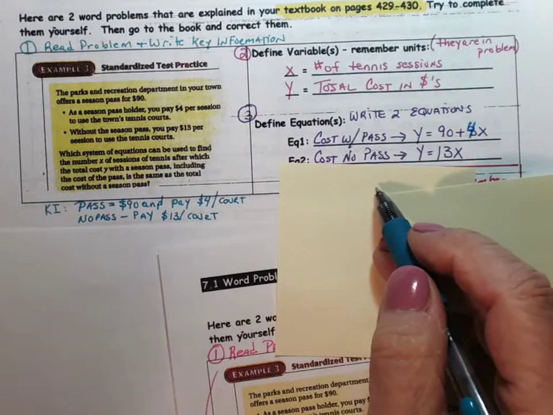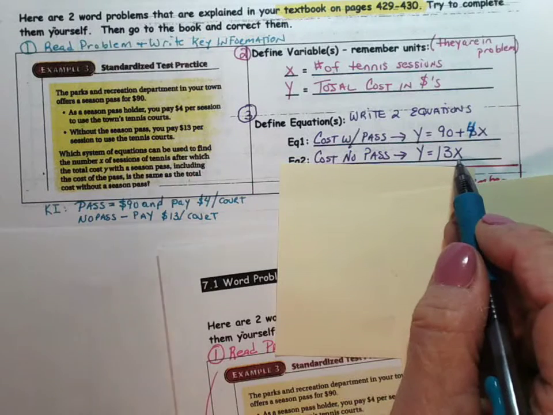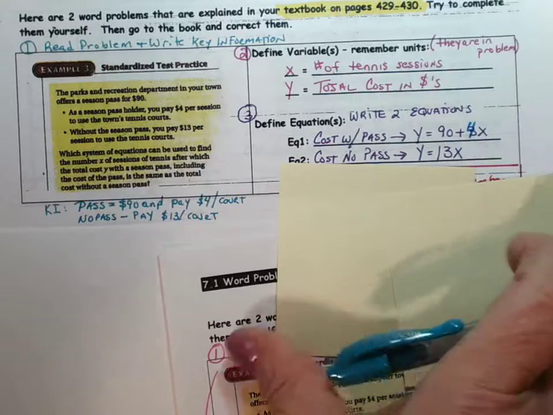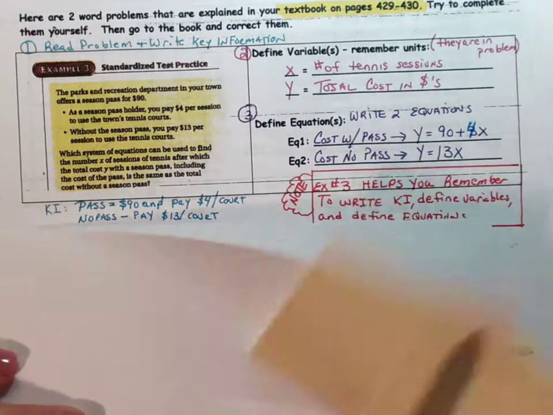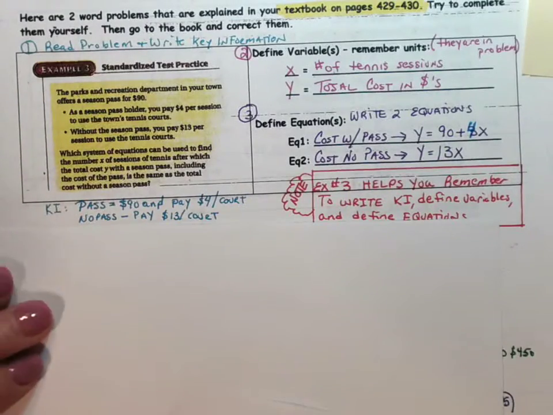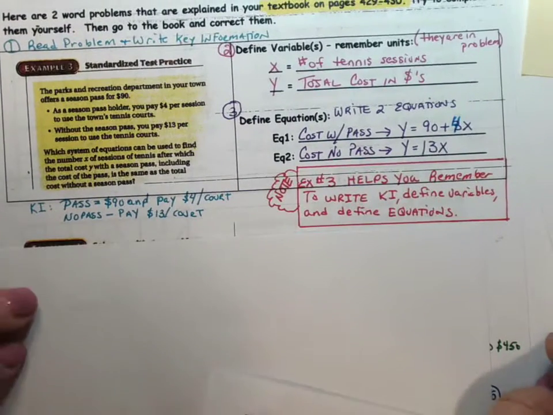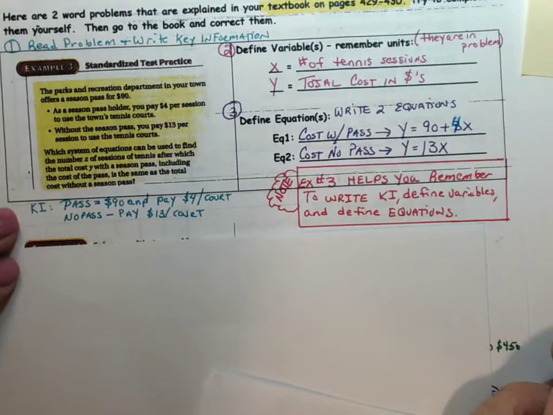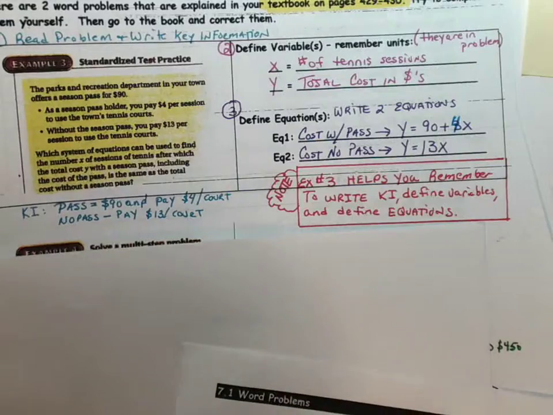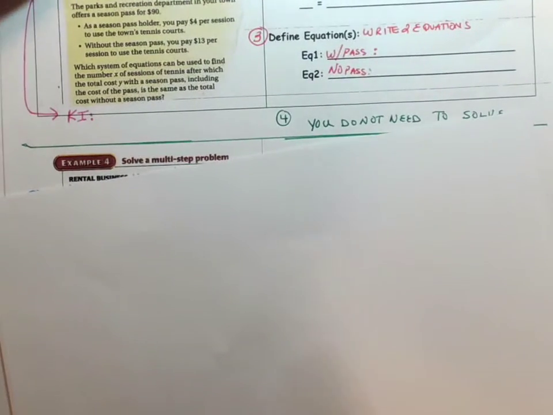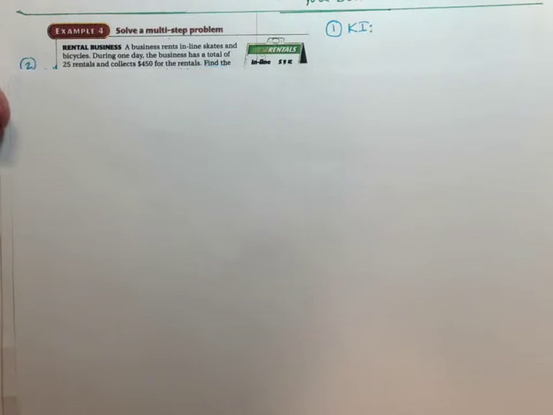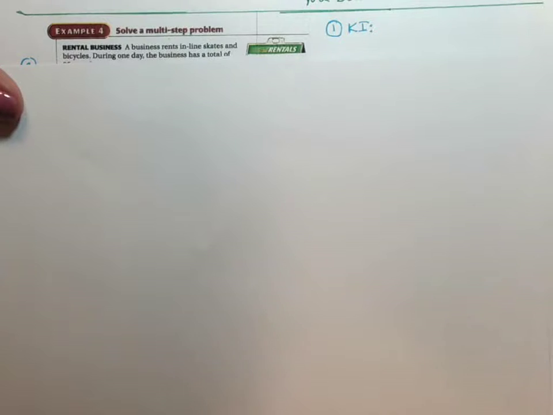And the cost with no pass, it's $13 for each time you rent the court, and that's the total cost. So this example helps you remember how to write key information, define variables, and define equations. Now we're going to go to the next problem. And I'm going to walk you through the steps that I want you to do. And you're going to do the problem on your own. And then come back and I'll show you the answer.